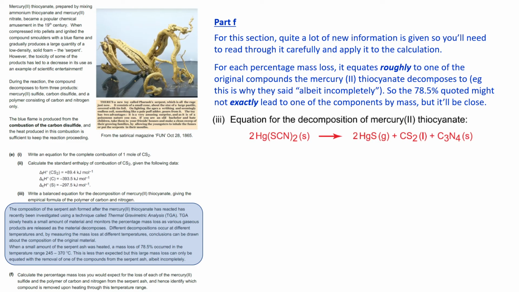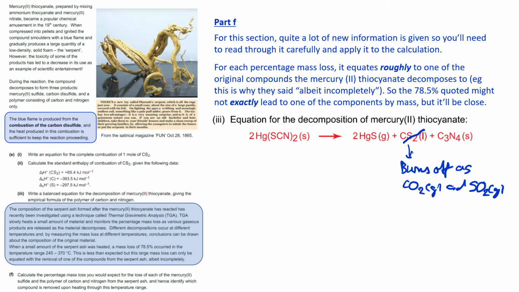So if we just remind ourselves of the equation that we talked about, what we do next is we disregard the CS2, because obviously that's going to burn off as CO2 and SO2. If we look at the top of the sheet, you can see the blue flame produced from the combustion of the carbon disulfide. They put that into bold because it obviously has significance. So this is where you use that piece of information to disregard mathematically the CS2.